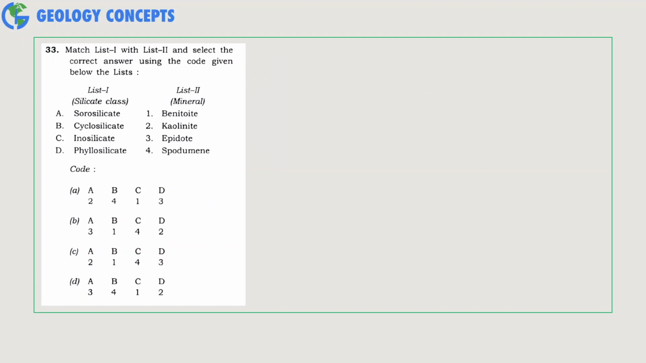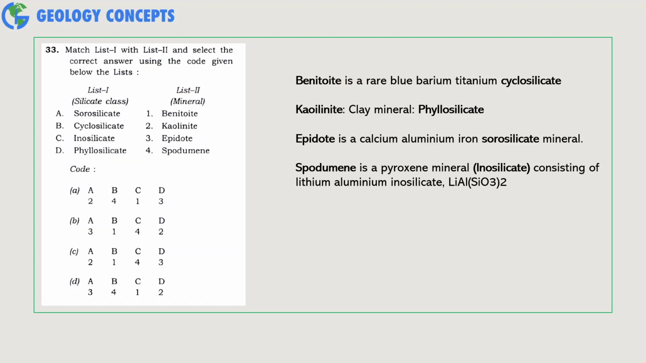Next question is asking to match list 1 with list 2 and select the correct answer using the code given below. Benitoite is a rare blue barium titanium cyclosilicate. Kaolinite is a clay mineral and belongs to the phyllosilicate group. Epidote is a calcium aluminum iron sorosilicate mineral. Spodumene is a pyroxene mineral, a lithium aluminum inosilicate. Hence, option B here will be the right answer.